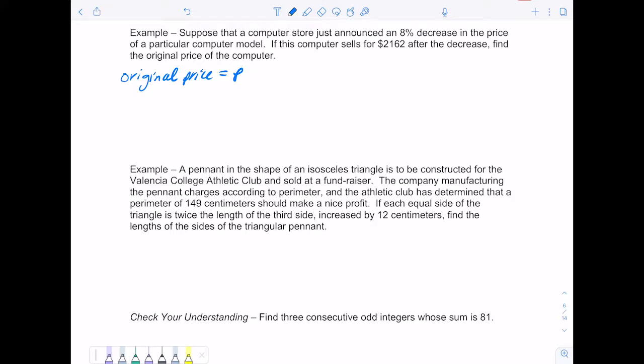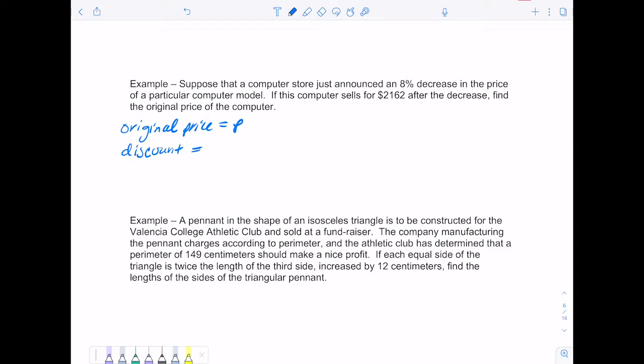It told me that there's an 8% decrease in the price of that model, so that's called a discount. My discount is 8% off the price, right? So it's 8% of the price that the computer was. Okay, again, I don't know what that price is. And I also need to convert 8% to a decimal.